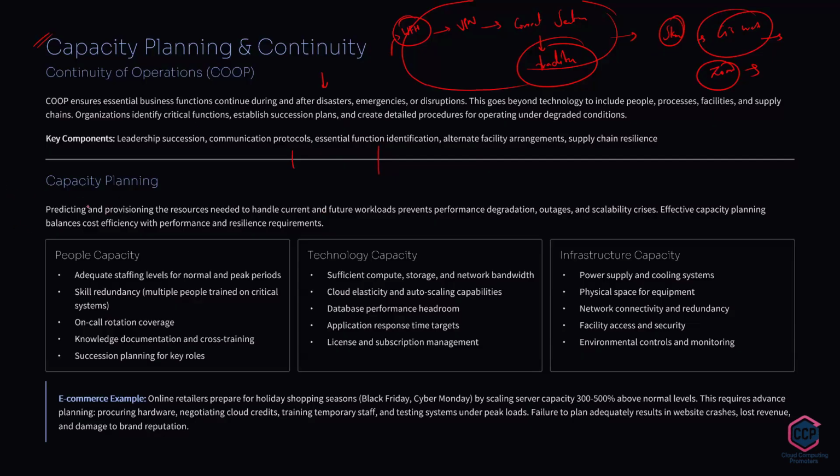Okay, capacity planning: predicting and provisioning the resources needed to handle current and future workloads. As we discussed, there should be a correct plan for present and future, which is unexpected, right?